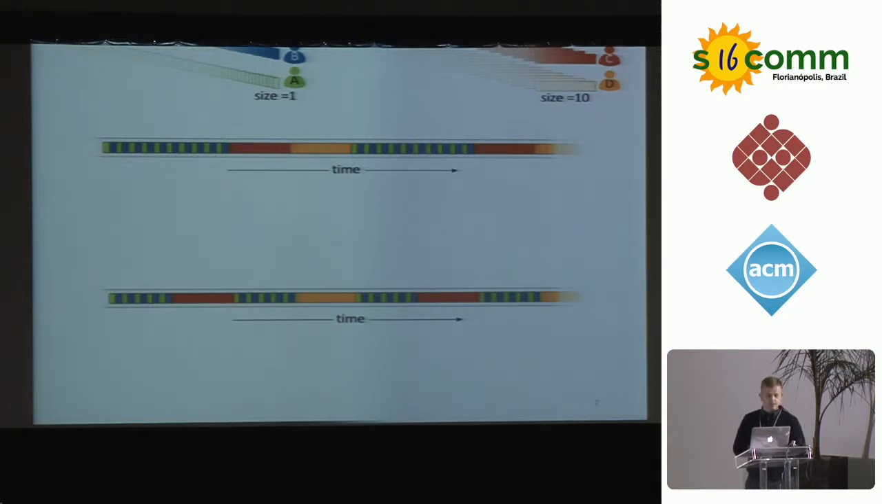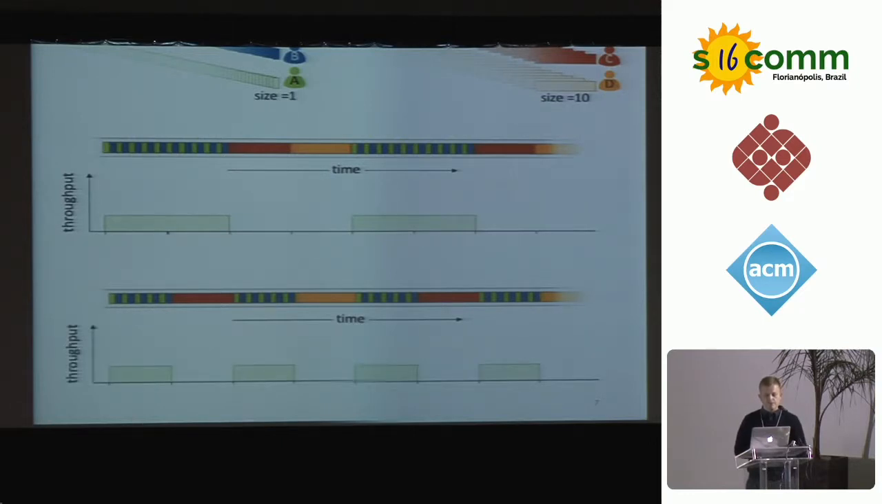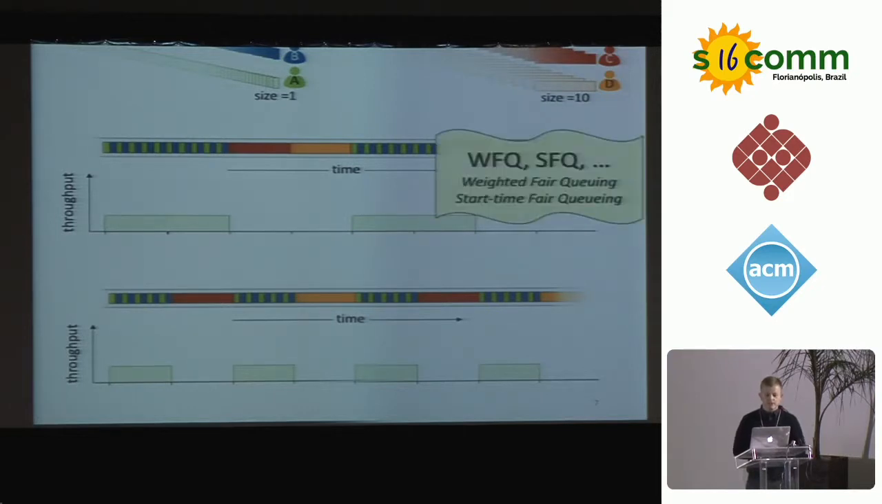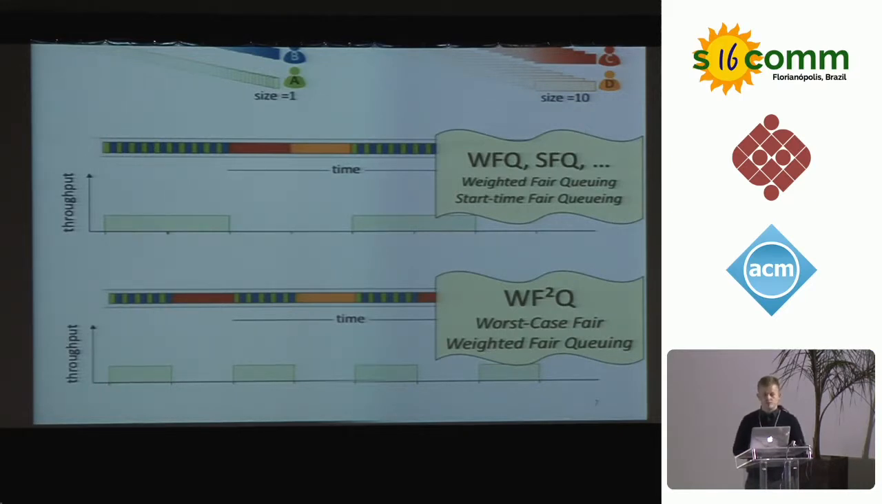Both of these schedules are fair in the long run as well. But for tenant A, the first schedule has longer bursty periods followed by longer lull periods, making the second schedule slightly better. The reason I'm showing you this example is because in the packet scheduling literature, initial schedulers like weighted fair queuing and start time fair queuing produced the first schedule, but worst case fair weighted fair queuing was the algorithm that came along and gave us schedules like the second, which are provably the best we can do in this setting.